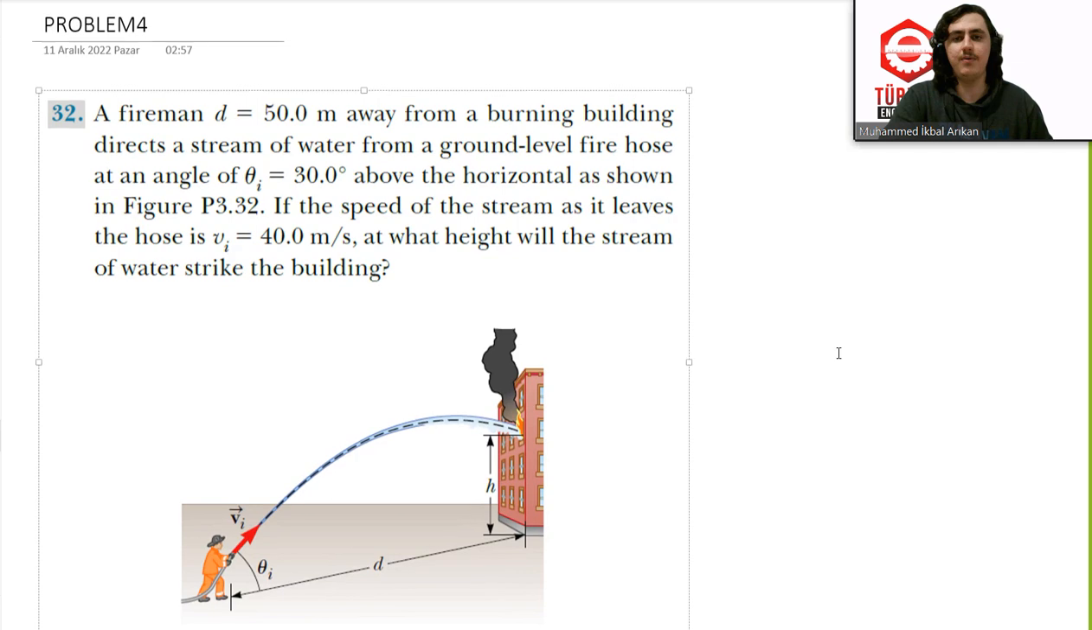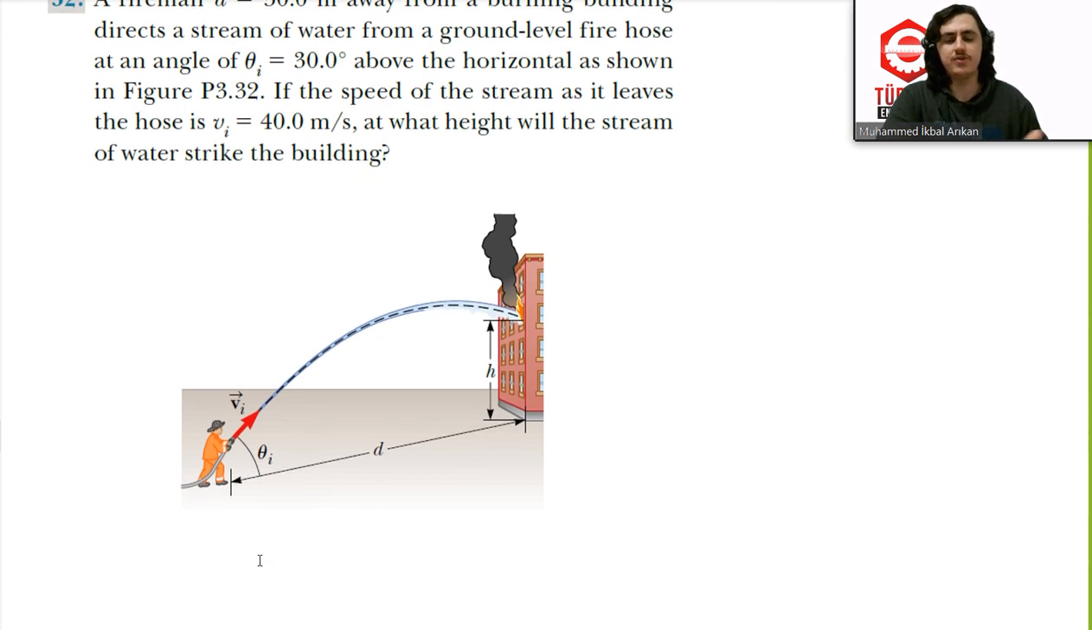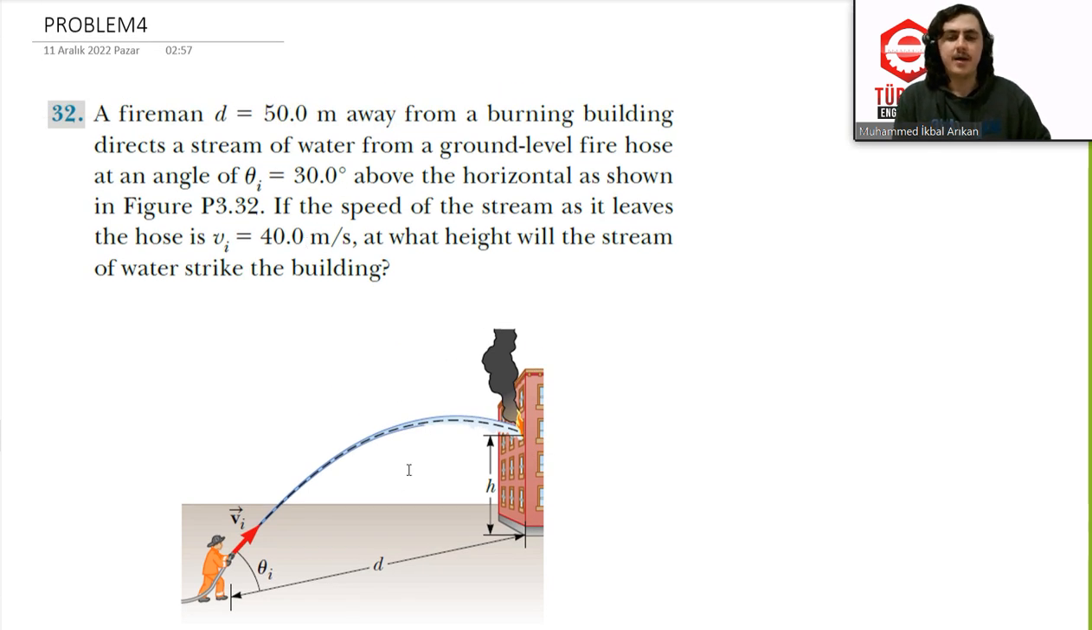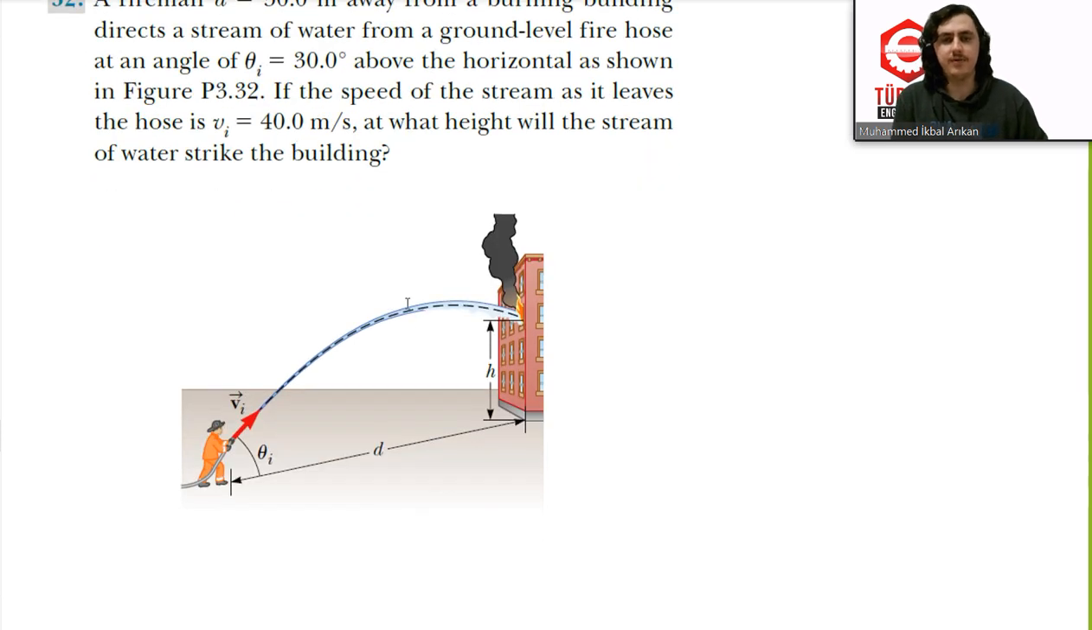Here I have a fireman who is just pushing water to the fire in the building. So as you see here, the water started to move with an initial velocity, and I have a distance here, and I have angle theta, and I know it will ask for the h, which is the height of the floor which is on fire now. So d, which is this one, 50 meters, will be equal to delta x.